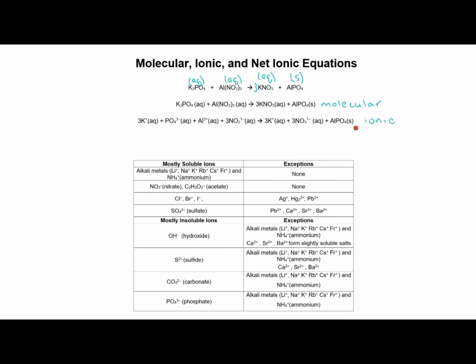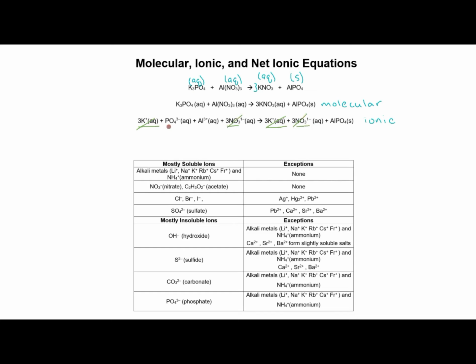Once we have our ionic equation, we need to pull out all the spectator ions. Now, spectator ions are ions that are the same on the reactant side and the product side. So if you look at my 3 potassium cations, I have the exact same thing over here on the product side. So I can take these out. Nitrates are also exactly the same on reactant side and product side.